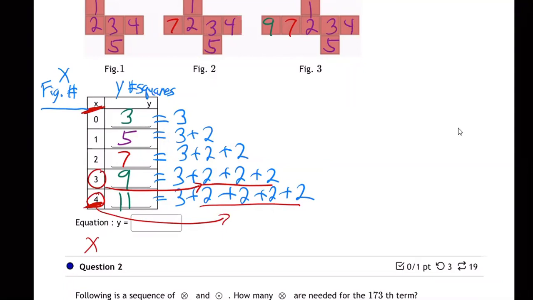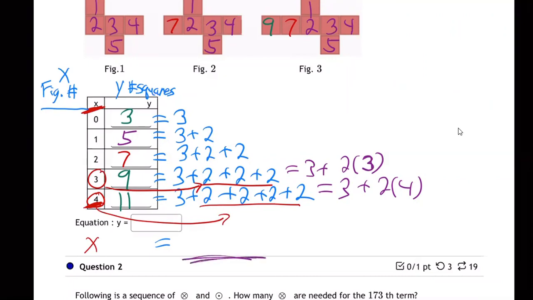So can we jump to the pattern? What's it going to be for X in general? If it helps, you could write this: 3 plus 2 times X. Or I'm jumping to the answer, aren't I? 3 plus 2 times 4, because this is 4 2s. And this one is 3 plus 2 times 3, right? Etc. So what's the formula going to be for X?